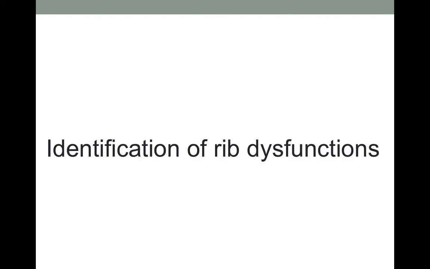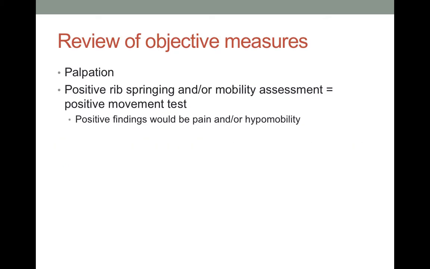Identification of rib dysfunctions. Review of objective measures. You have already been exposed to assessment of the thoracic spine and rib in lab, but I wanted to review key items to understand before we move forward.